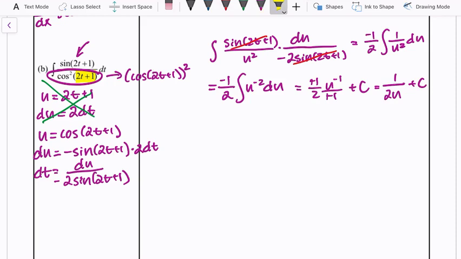So now we can go back. Let's substitute back in our u at the very end. So 1 over 2 times cosine of 2t plus 1, plus c.